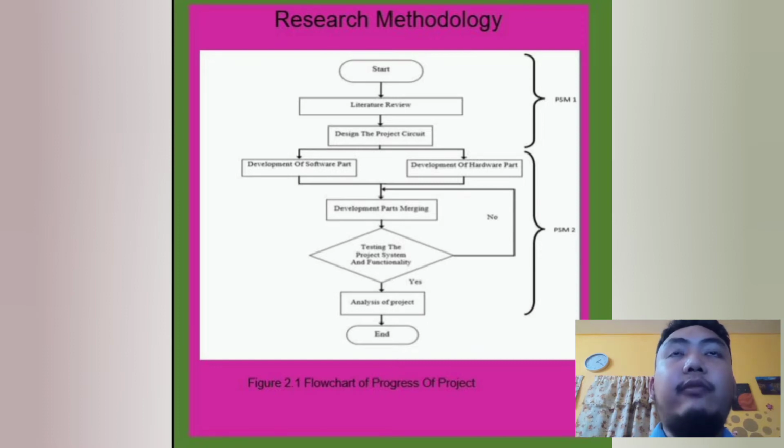So as you can see, we have start and then go into the literature review, which is to collect information about my product, what our product needed, just like the type of food, and also the type of component that I needed, and also to design the project circuit, which is divided into two parts, the software part and also the hardware part. After the development of these two parts, the parts will be merged to become a model, and then after that it will be tested whether the project system functions or not. If it does not function, then go back to the part merging, troubleshoot, and then analyze the project, and that's it, the end.